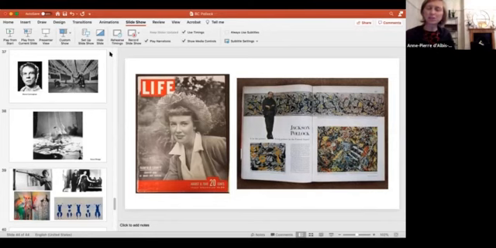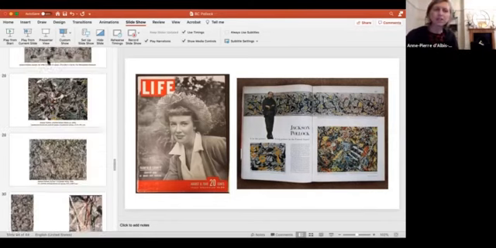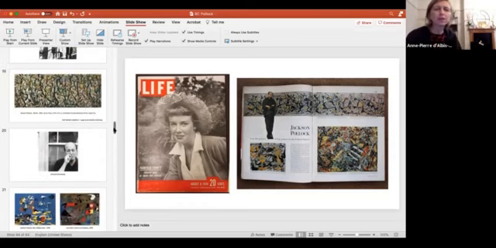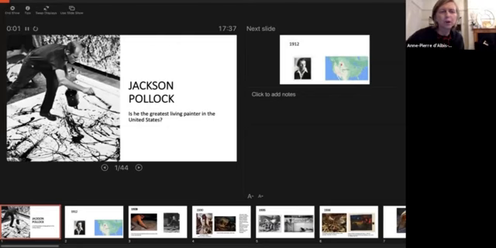This is fabulous. I have a question. The abstract expressionism circle included only one woman, and that woman was Lee Krasner. Yes. There were no other women, no?